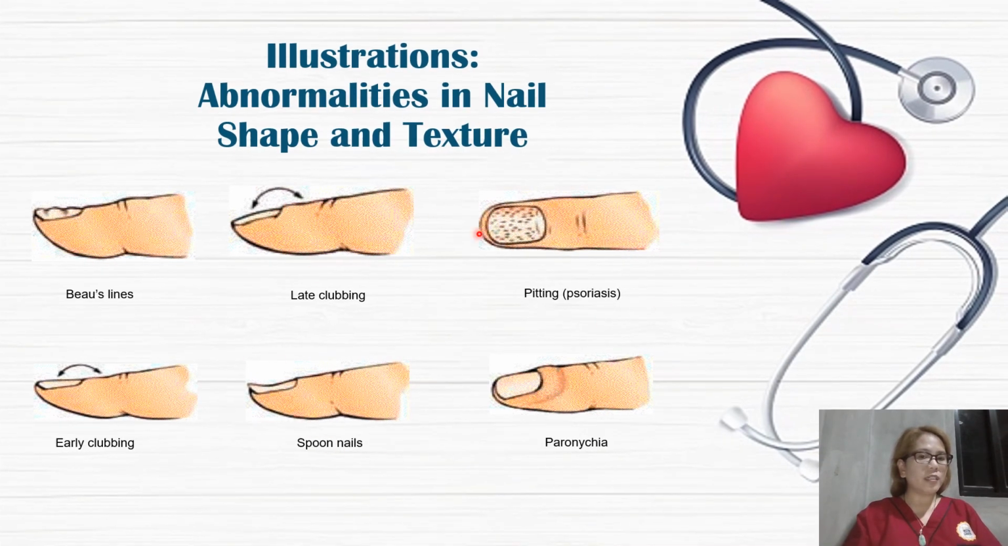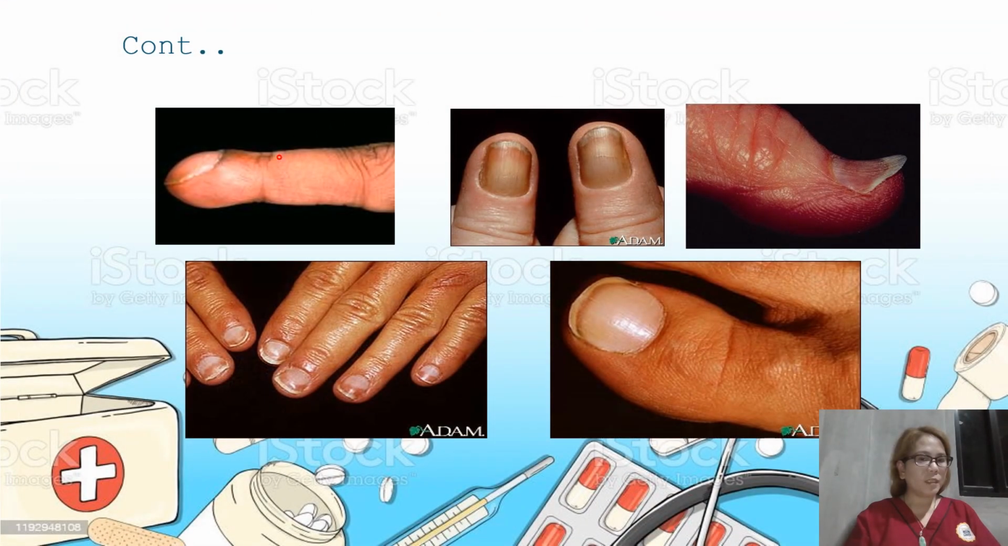So these are just illustrations of abnormalities in nail shape and texture. This is an example of Beau's lines. A late clubbing of the nails, pitting nails, especially for those who have psoriasis, early clubbing, and the spoon nails and paronychia. The paronychia is not very visible here. Okay, so this is just another example of abnormalities, another image.